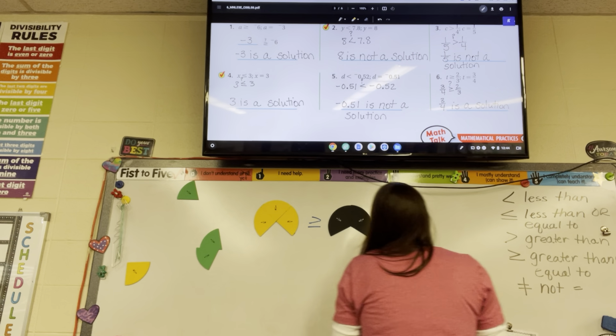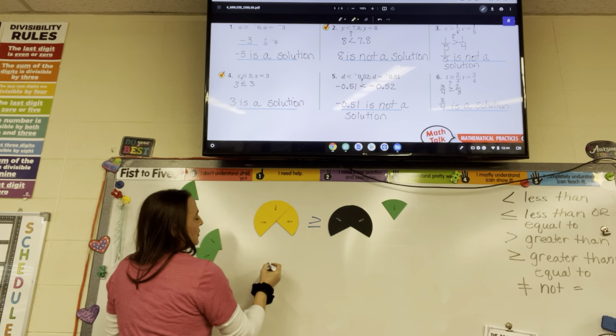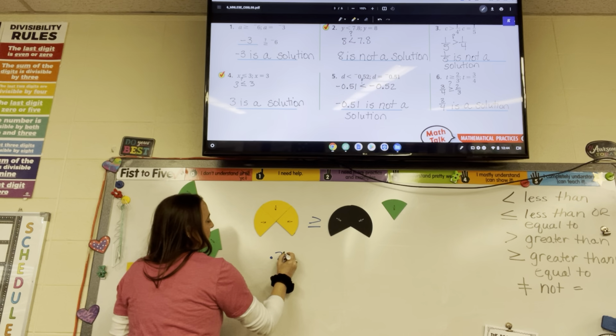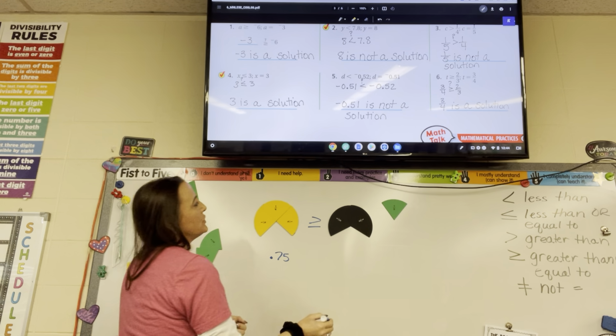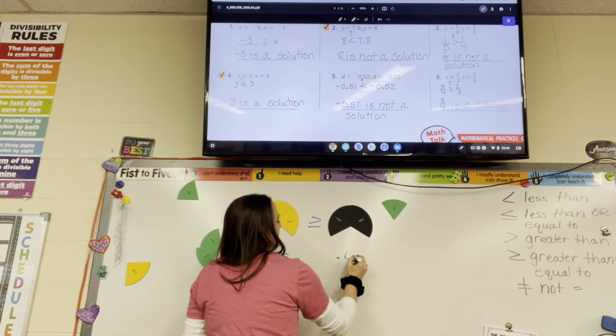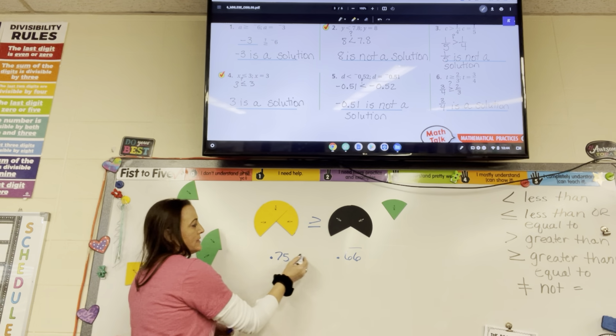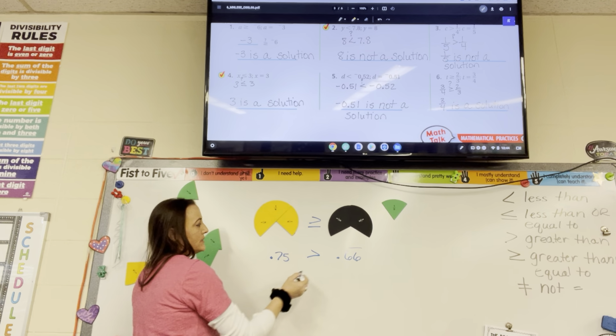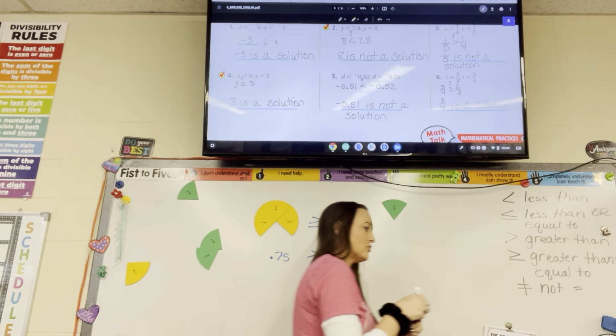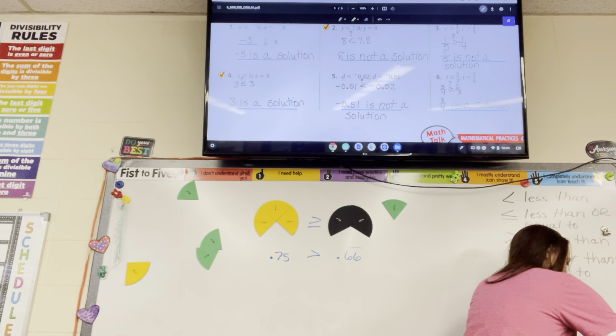You can also rewrite them as decimals. 3/4 is the same as 0.75. 2/3 is the same as 0.66 repeating. So 0.75 is greater than 0.66. So yes, it would be a solution. That's another option you can go about solving.